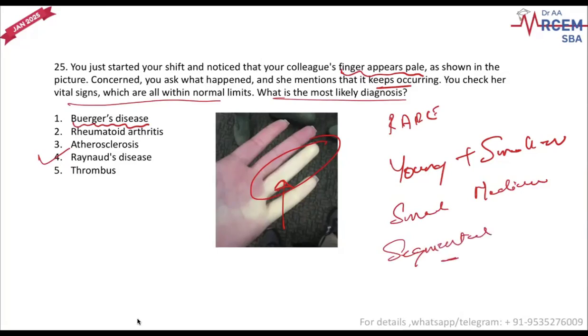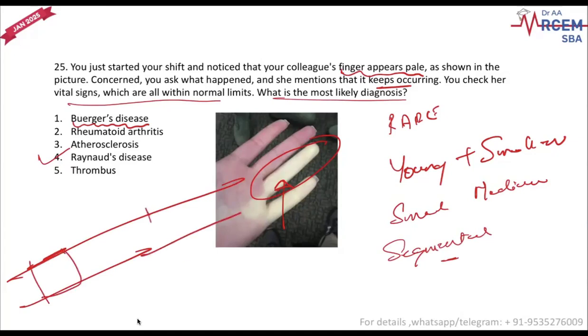What do you mean by segmental? If this is an artery, this segment part will be involved and cause inflammation. One part is normal, one part is affected, and it causes inflammation. It doesn't cause any atherosclerosis. It is an inflammatory disorder. It can produce things like acute limb ischemia.